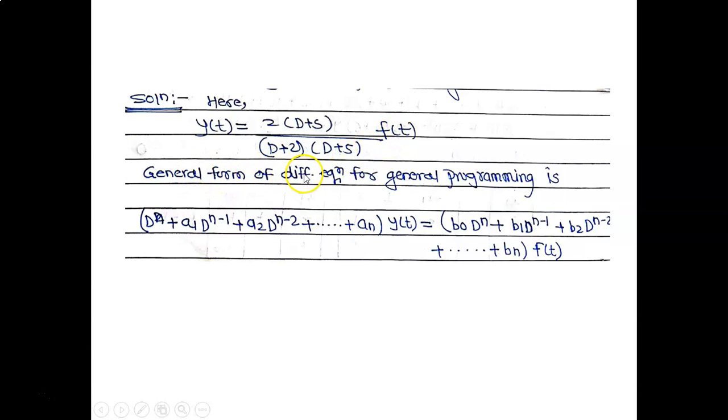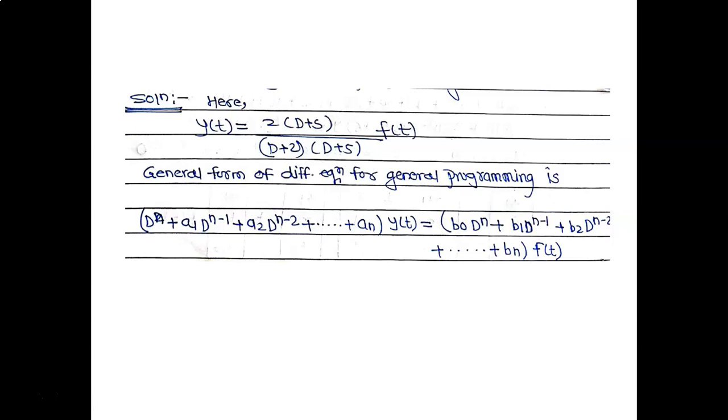Therefore, the general form of the differential equation for general programming is D raised to n plus a1 D raised to n minus 1 plus a2 D raised to n minus 2 plus dot dot dot plus an, into y(t), is equal to b0 D raised to n plus b1 D raised to n minus 1 plus b2 D raised to n minus 2 plus dot dot dot plus bn, into f(t).